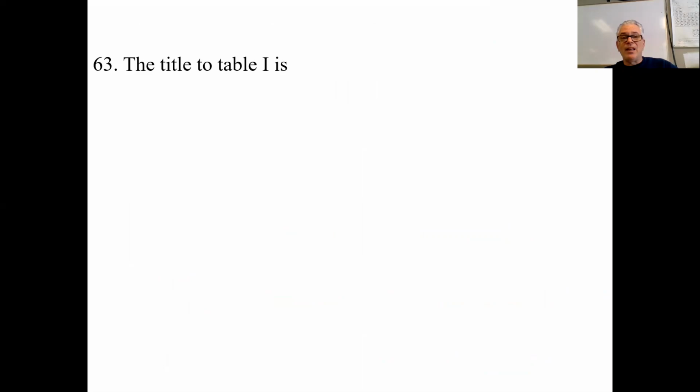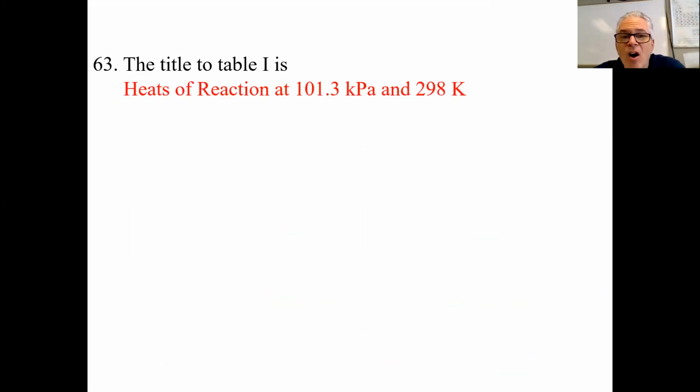Table I. All right, we're nearly done with this stuff, but we're going to go look at Table I. Table I is a title. It's called Heats of Reaction at 101.3 kPa and 298. What the heck does this mean? Well, this is going to tell us about the thermochemistry and something called heat of reaction. It's a constant, and it's going to happen at normal pressure and room temperature. It's not at standard temperature and pressure. This is standard pressure, but room temperature. Not 273, this is 298. This is normal room temperature.